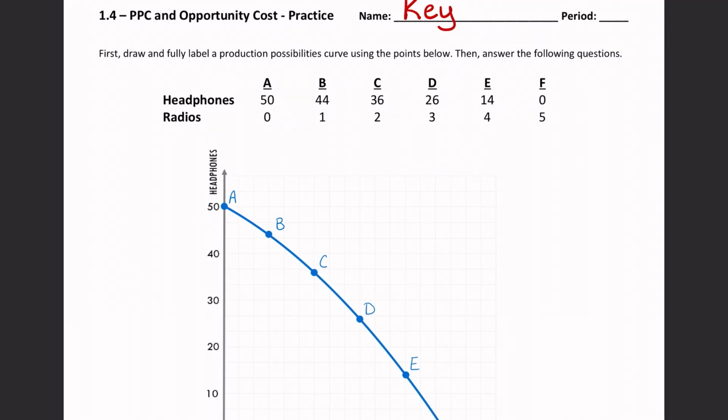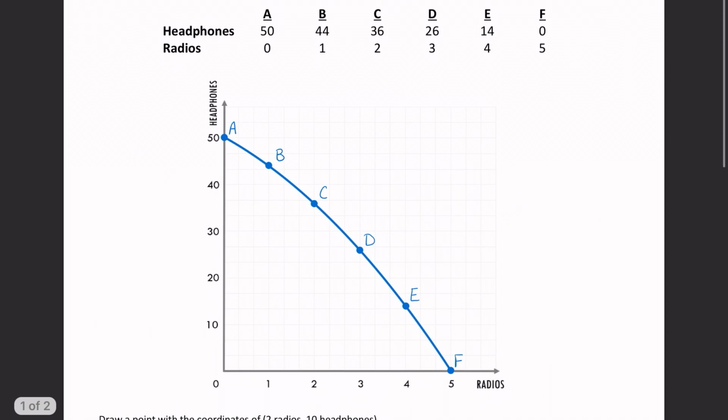All right, so here we have some more production possibility practice. We have two different graphs here that we're going to be looking at. Let's just run through this first one really quick. I went ahead and already plotted out these points where we can be either producing headphones or radios. That's what we've got going on here.